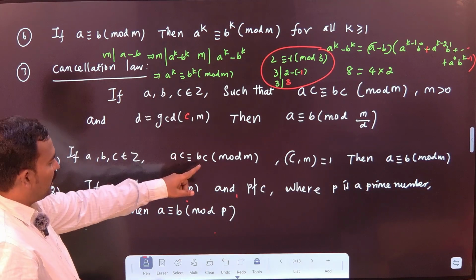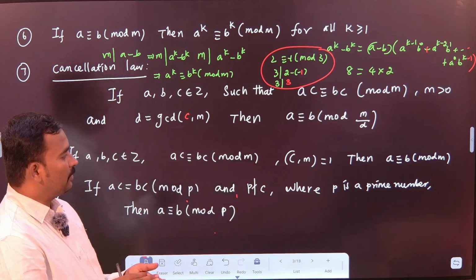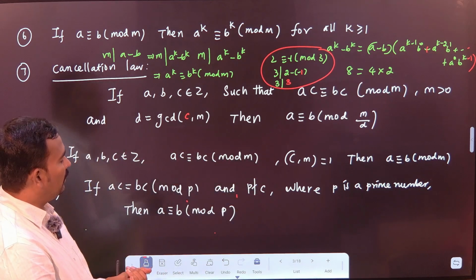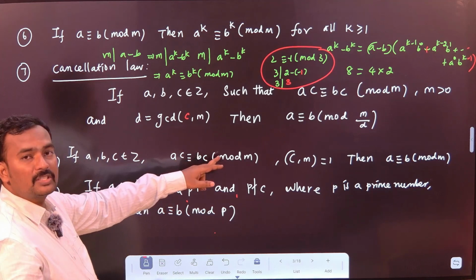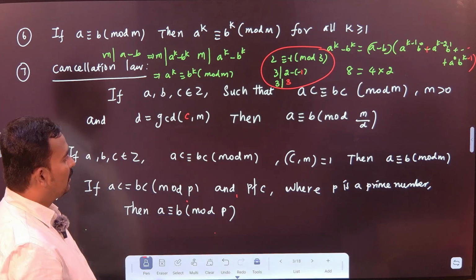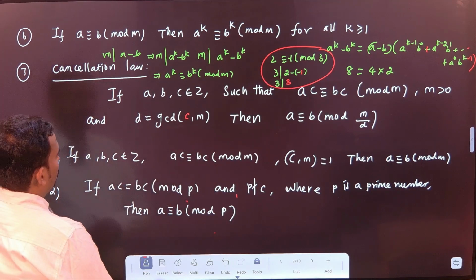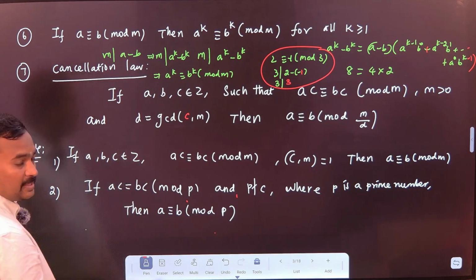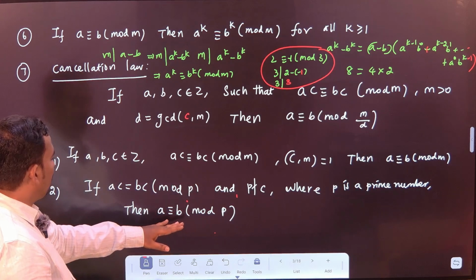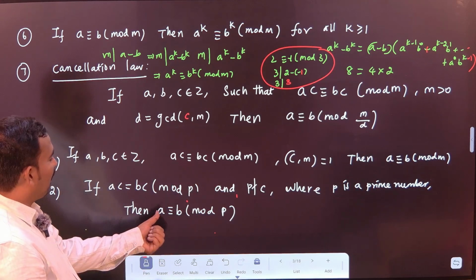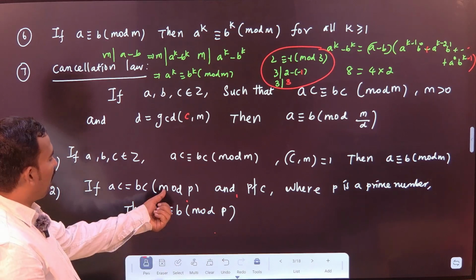AC is congruent to BC modulo M, and C and M are relatively prime. That means the HCF or GCD of C and M will be 1. Then you can say that it is the cancellation property. Cancel C, then A is congruent to B modulo M you can say. But you can see if AC is congruent to BC modulo P, where P is any prime, and P does not divide C, then you can say that A is congruent to B modulo P. So you can take any prime number.